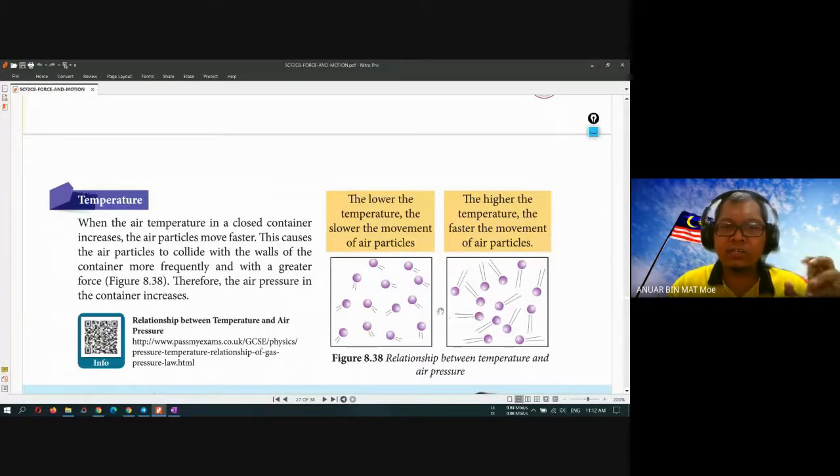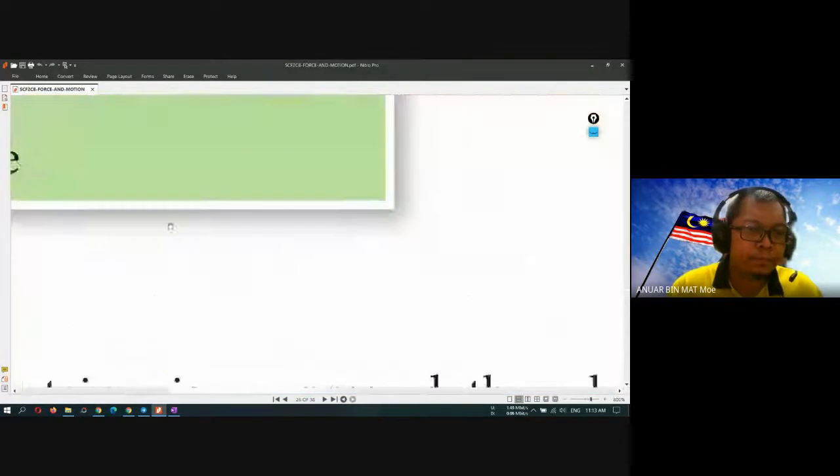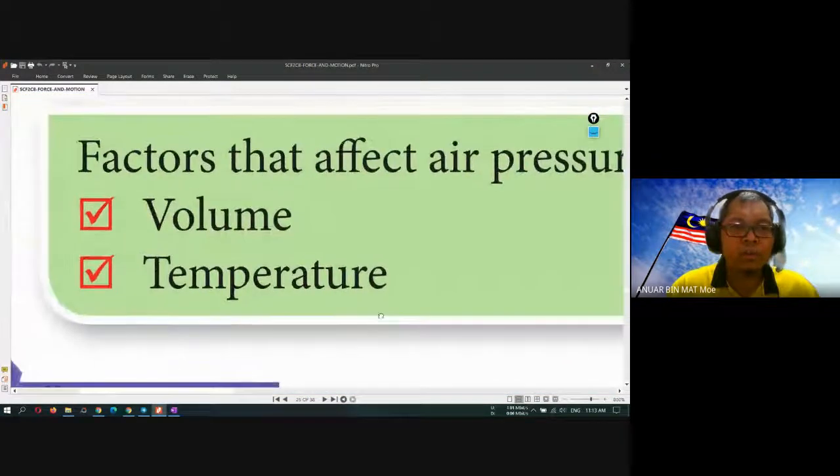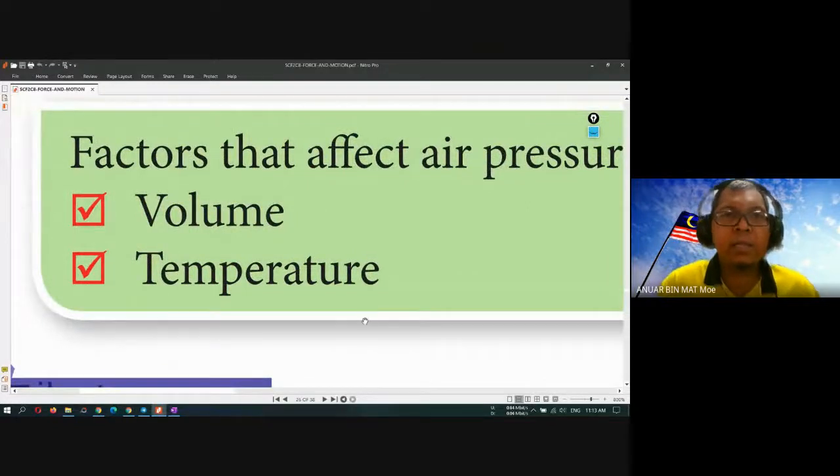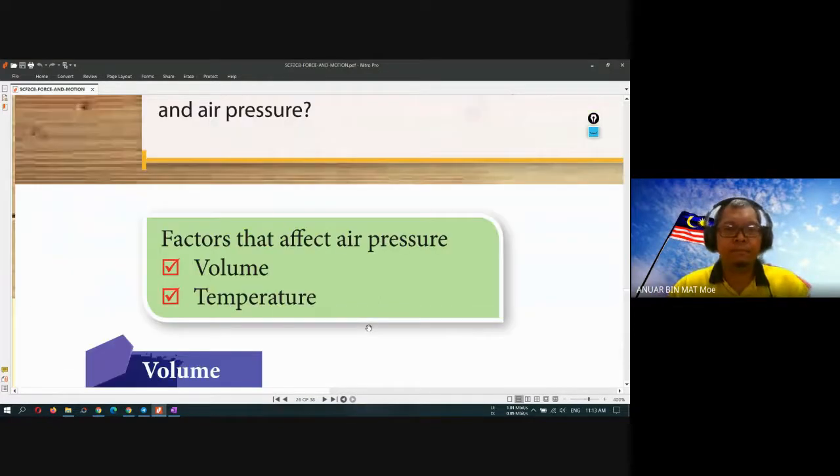This is the relationship, or the factors affecting the air pressure. Two. Number one is volume, and the second one is temperature. Right? Volume and temperature. Okay.